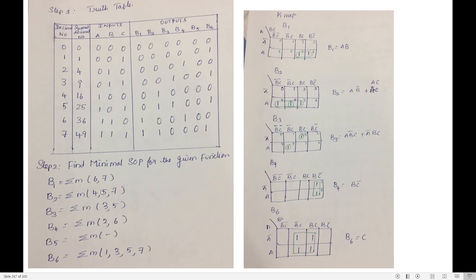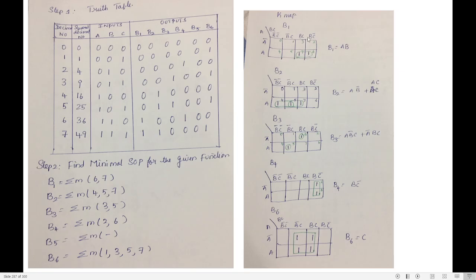Now what do I need to do? Minimal SOP. How will you find the minimal SOP? First I will do it for B1. How many inputs are there? A, B, C. Since there are 3 inputs, we use a 3-variable K-map. So this is your 3-variable K-map syntax, where I need to mark 1 and 1 in the places 6 and 7. I go to positions 6 and 7, mark 1 and 1. Now group it. What is common for this group? A.